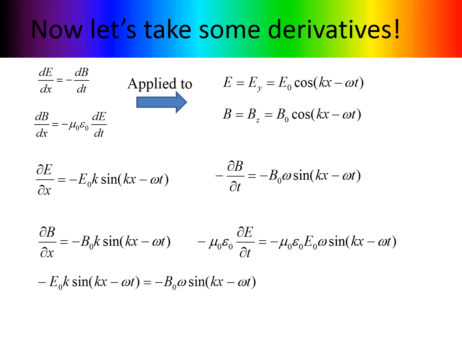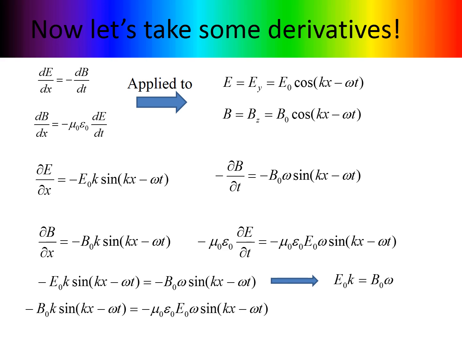So here is the top equation, plugging in for what dE/dx and negative dB/dt equal. And once we cancel the sine(kx minus omega t) from each side, and of course cancel the negative signs, this is the equation that we get. So it's pretty simple when all is said and done. So let's do the same thing with the bottom equation, dB/dx. dB/dx gives us these two sides. And when we cancel the negative signs and cancel the sine(kx minus omega t), we get this equation.